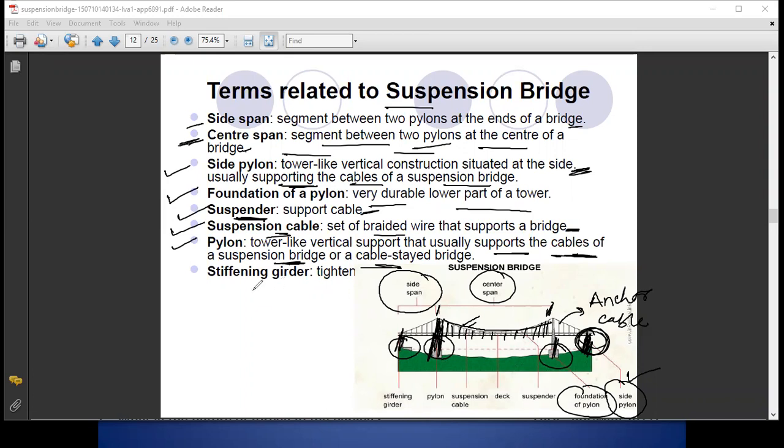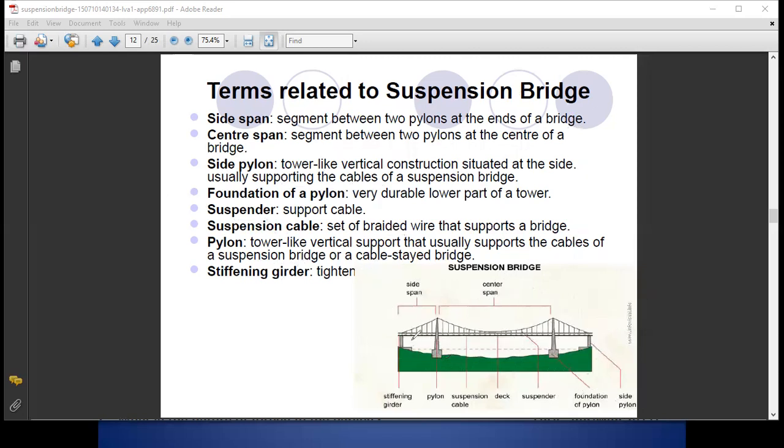Last is called a stiffening girder. A girder is nothing but one type of beam, but the span is more compared to the beam. For giving stiffness to the pylon, we provide an additional member called a girder, and that girder is called a stiffening girder. So these are the different terms used in the case of suspension bridges.